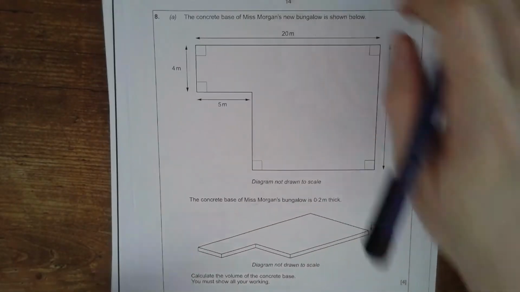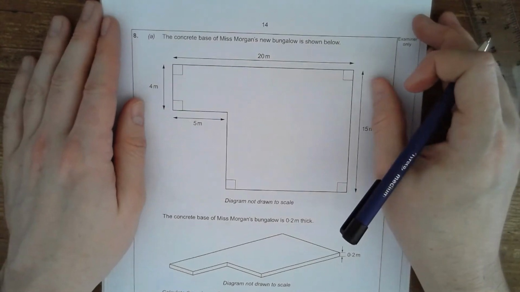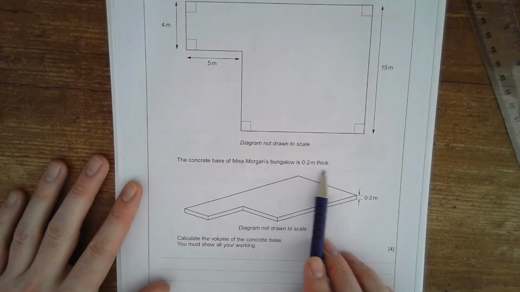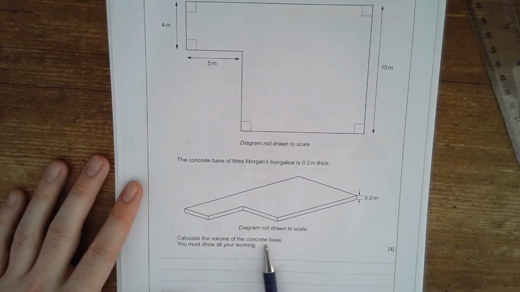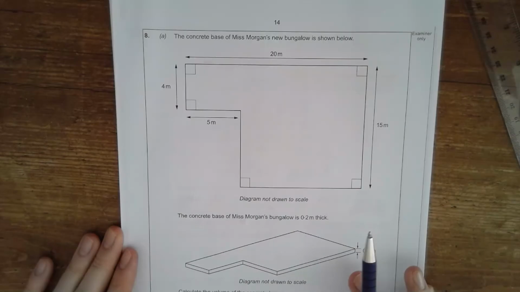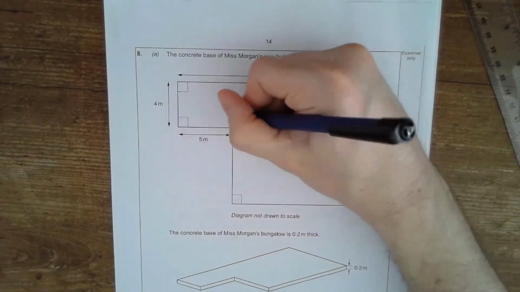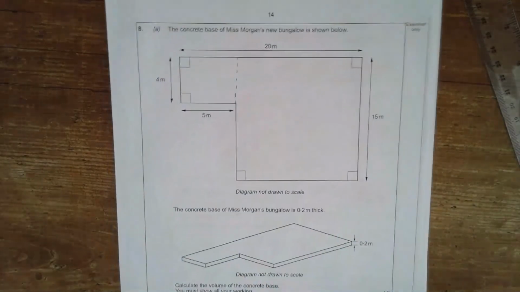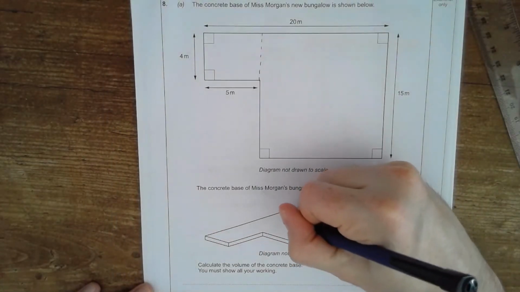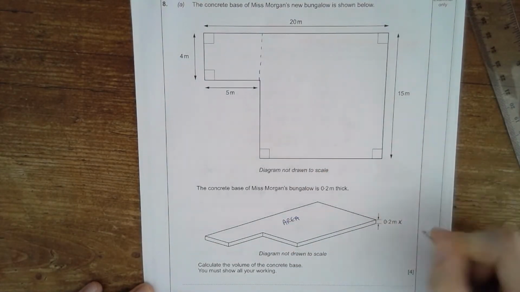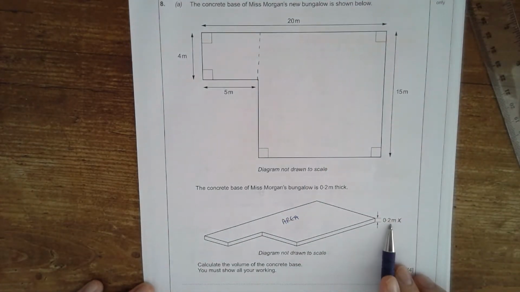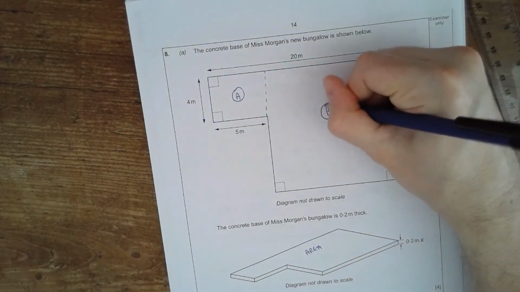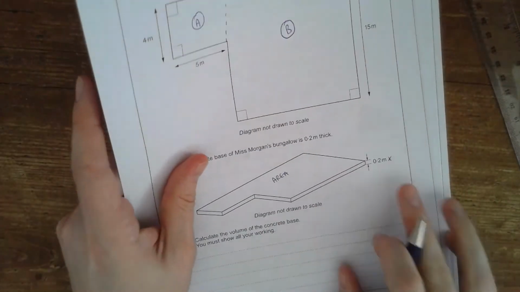Okay, next question. It says, the concrete base of Miss Morgan's new bungalow is shown below. The concrete base of Miss Morgan's bungalow is 0.2 metres thick. Calculate the volume of the concrete base. You must show all your working. Now, hopefully looking at this, you'd recognise it as a compound area question, even though it's asking me to work out volume. To work out volume, I need to know what the area of this shape is, and then I need to times it by the thickness of it, okay? So the first thing I'm going to do is work out area A, then I'm going to work out area B, and then I'm going to add them together, and I'm going to times it by 0.2.